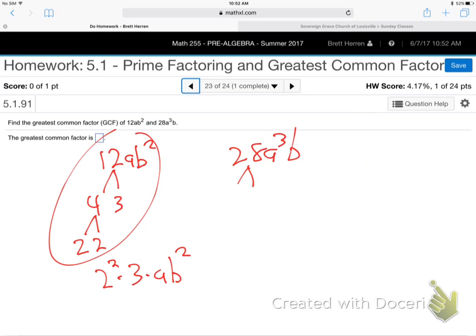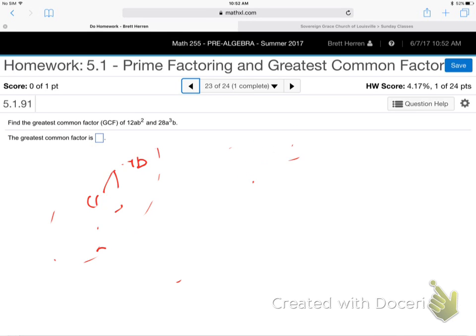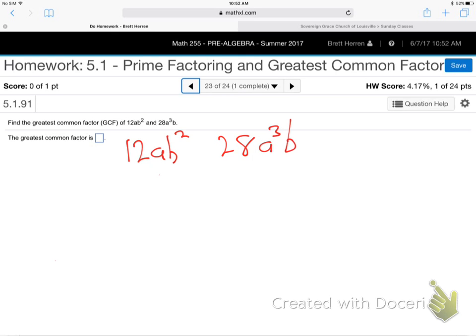What I did is true, but why mess around? If they're going to just let us go right to the final answer, let me show you how to get there quick. So if they're just going to say, okay, I just want the final answer. So, 12ab squared and 28a cubed b.